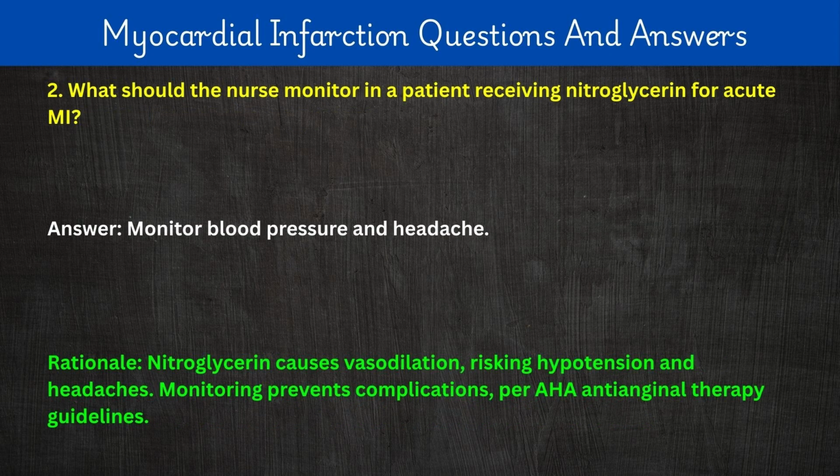2. What should the nurse monitor in a patient receiving nitroglycerin for acute MI? Answer: monitor blood pressure and headache. Rationale: nitroglycerin causes vasodilation, risking hypotension and headaches. Monitoring prevents complications, per AHA antianginal therapy guidelines.